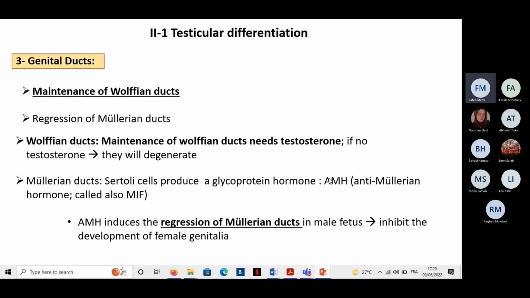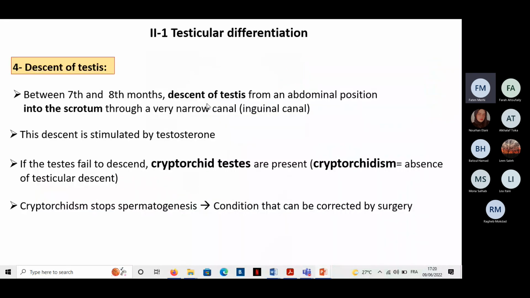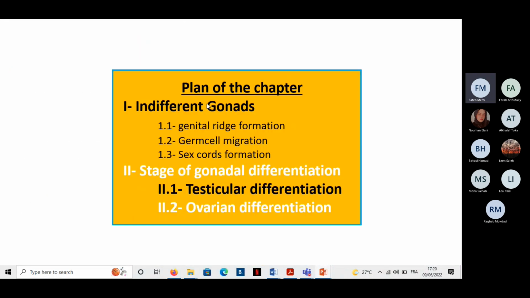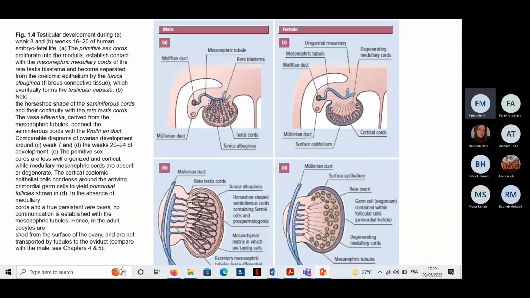So this AMH is a glycoprotein hormone. It is produced and induces the regression or the degeneration of those Mullerian ducts. Okay, so under the action of AMH produced by the Sertoli cells, those Mullerian ducts will disappear. Because those Mullerian ducts will give later on the oviduct and will be at the origin of the fallopian tubes, the oviduct, the uterus, the cervix, and the proximal vagina.